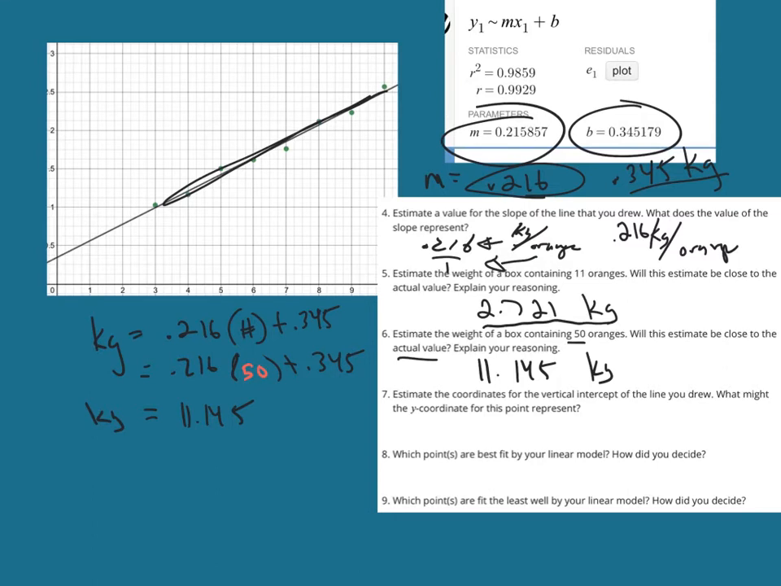So assuming most of the oranges are, there's some variability in sizes of orange, but we'll see how it goes. I think the further away you get from the data that you have, right, 50 is way larger than 10, right? So 11, I'm okay with this estimate. This one, I don't know. It's a little far from what we collected.